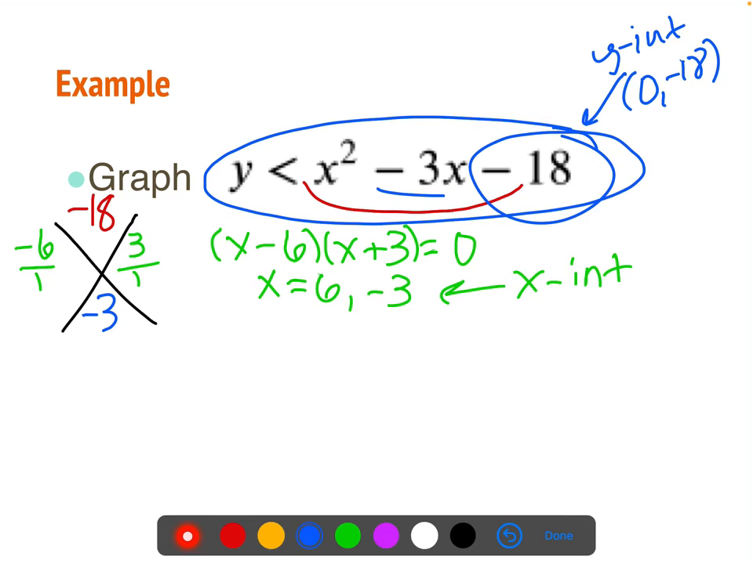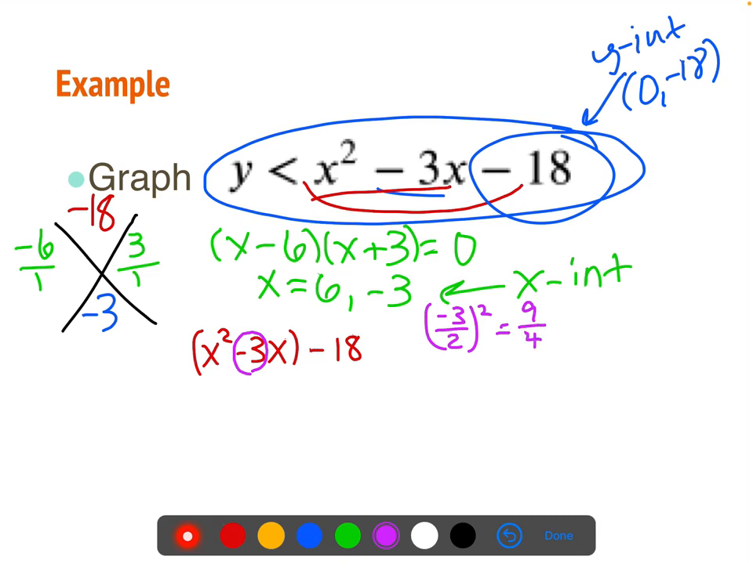And then my vertex, now that's the really fun one. He's going to be somewhere in between 6 and negative 3, so halfway in between them. So I could find my vertex by completing the square. So let's try that. There's nothing that comes out of the first two because there's no coefficients. So x squared minus 3x, and then minus 18. And then I'm going to go to the side, remember, and you take the number in front of x, so negative 3 divided by 2, and square it, is 9/4.